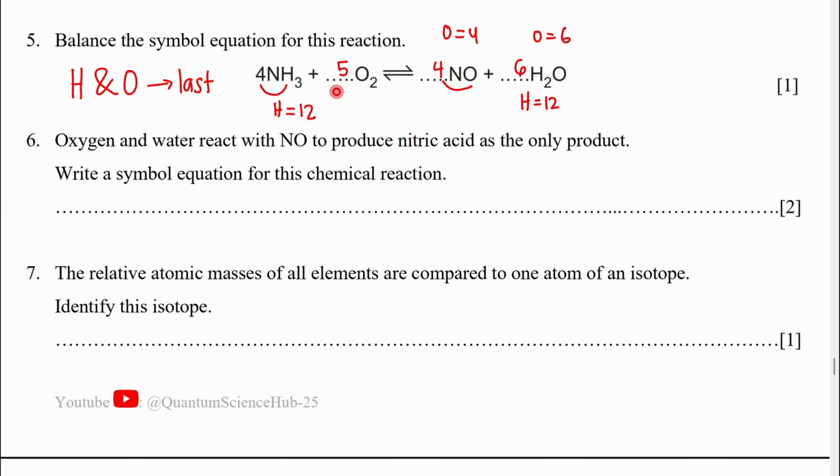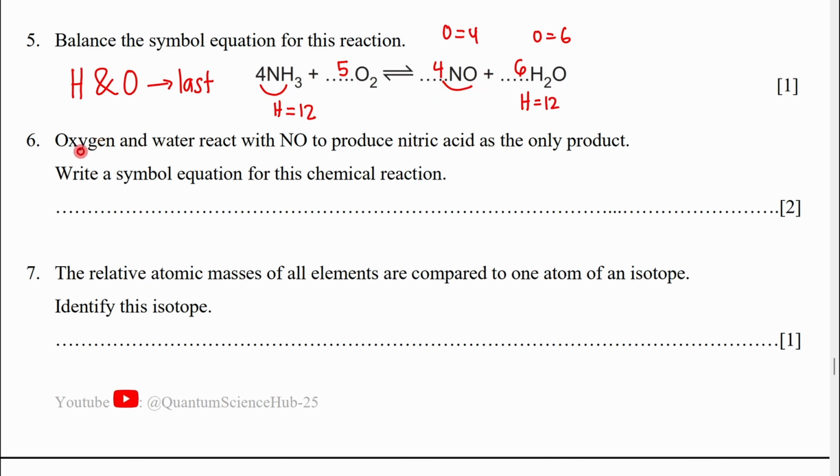Okay, let's check one more time. 4N, 4N. H12 and the H is also 12 in here, right? 6 times 2 equals 12. What about oxygen? Oxygen here is 10 and oxygen here is 4 plus 6. Okay? So all balanced in here.